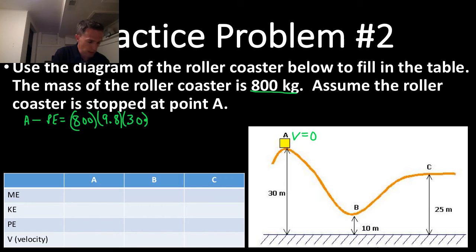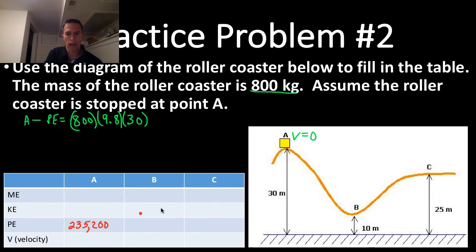Let me do that calculation on my calculator. So 800 times 9.8 times 30, and I'm getting a very large number. So potential energy. Let me see if I can get a better color for this. Yeah, maybe red will work. 235,200. And of course this is going to be in joules. For this, because there's not much space, I'm not going to write joules every time, but all of these energy values are going to be given in joules.